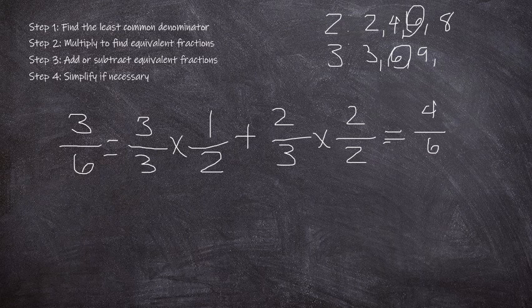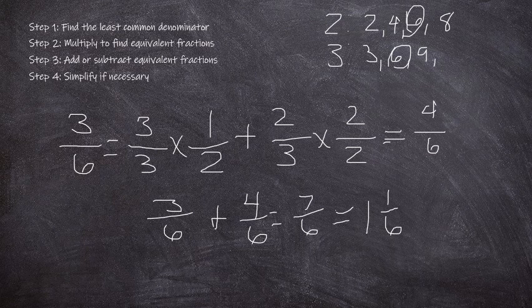So now I can add 3/6 plus 4/6. This step is number 3, adding or subtracting our equivalent fractions. So 3/6 plus 4/6 is 7/6, which is an improper fraction. And we can simplify this into 1 and 1/6.